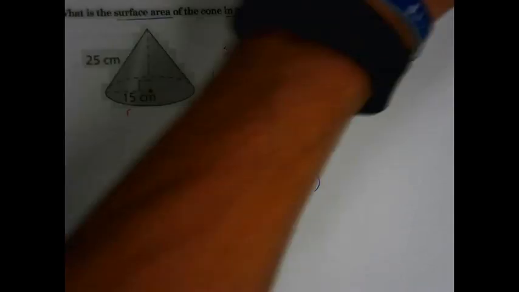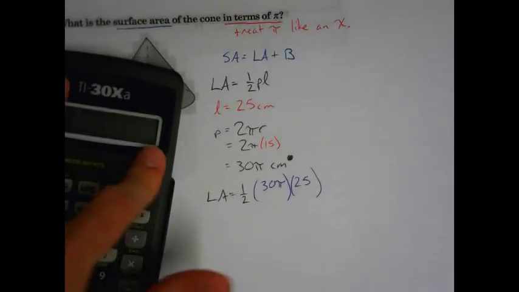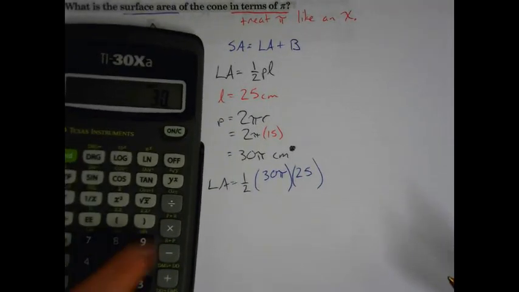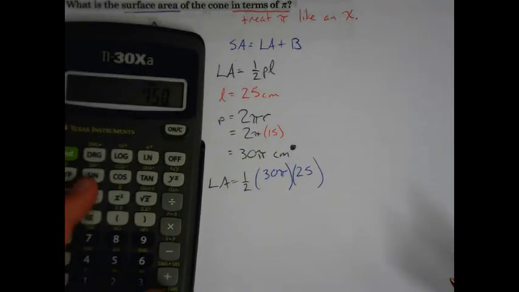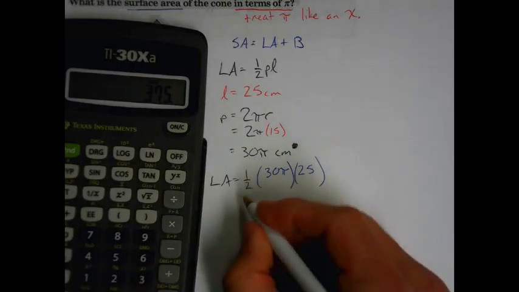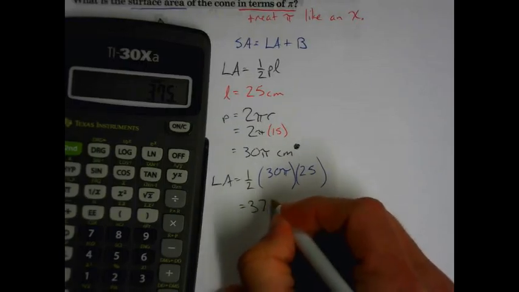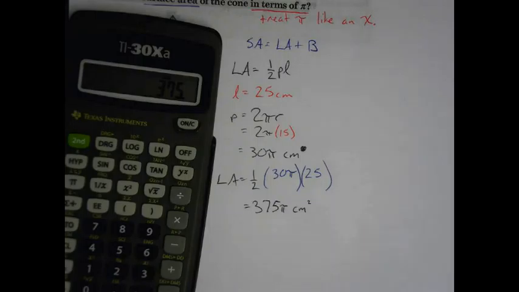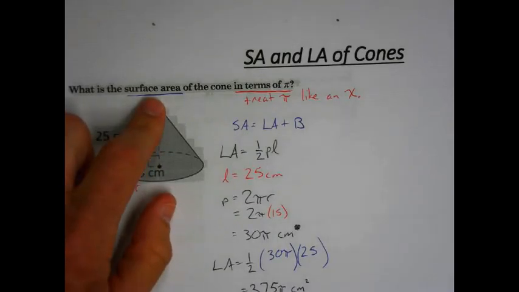Remember, we're treating pi like a variable, so we're not going to call that 3.14 because it's not 3.14. We'll do 30 times 25, whatever that equals, then divide that by 2, and then we have 375. So the lateral area is 375 pi centimeters squared. That's our lateral area. The question, however, is calling for surface area.